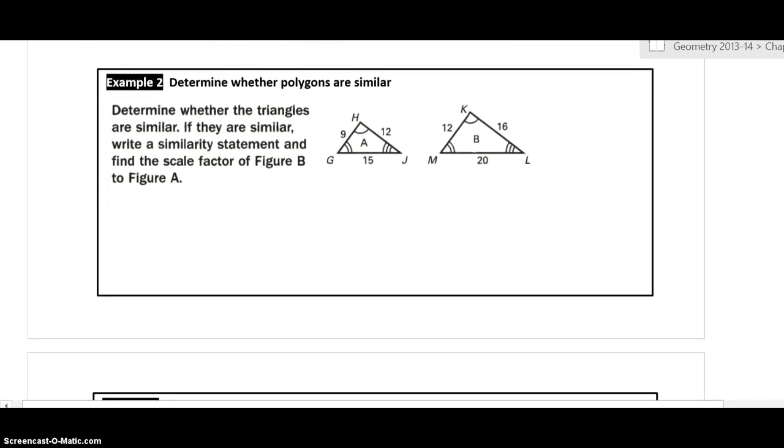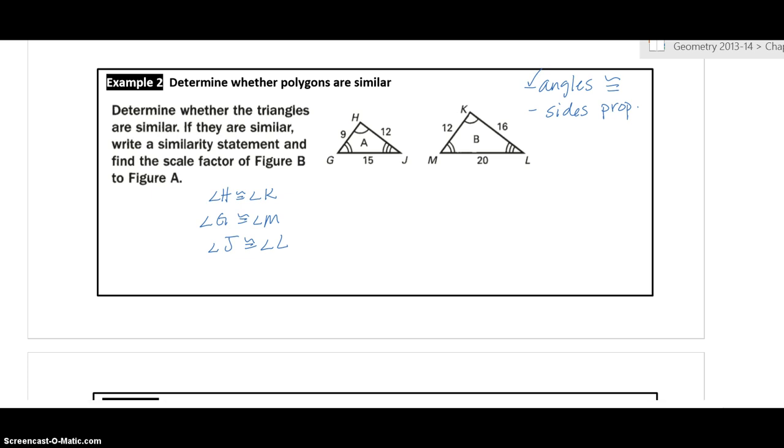Example number 2, determine whether the polygons are similar. Here we don't know. We have to make sure that the angles are congruent and sides are proportional. Those are the 2 criteria that we have to meet. Okay? So we see that there are 3 sets of corresponding angles that are congruent. So we have angle H congruent to angle K, angle G congruent to angle M, and angle J congruent to angle L, based upon their arcs or the markings on the picture. Okay? So far we're good on this one.